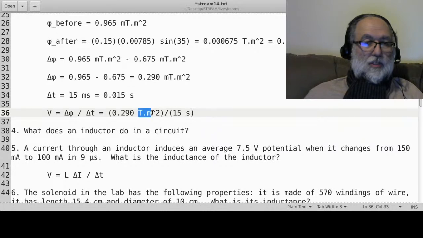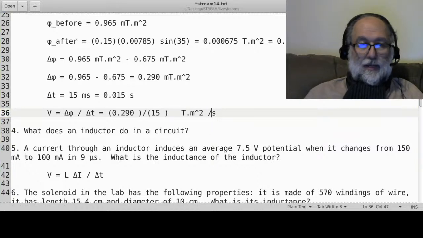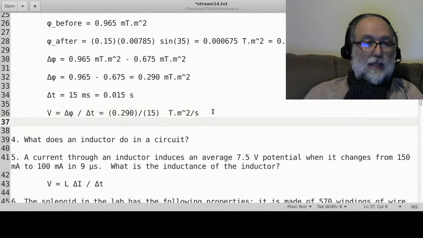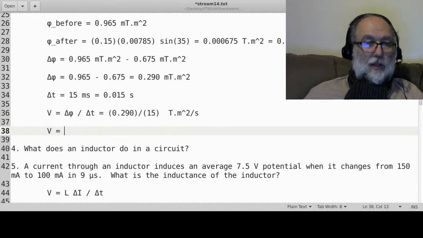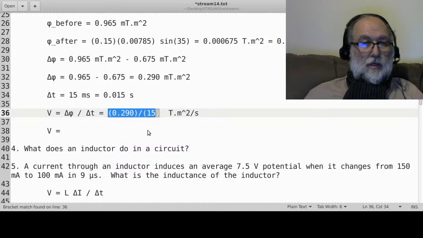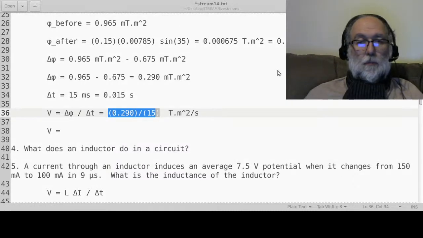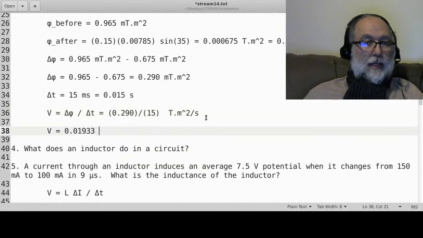Okay. And then let me just pull the units outside. That's going to be a Tesla meter squared divided by a second like that. Okay, and you say, what the heck is a Tesla meter squared per second? And it turns out that a Tesla meter squared per second is a volt. That's exactly what a volt is. And so the voltage in the loop is going to be this number here, which I'll calculate. All right, like that. And a Tesla meter squared per second, that is a volt.